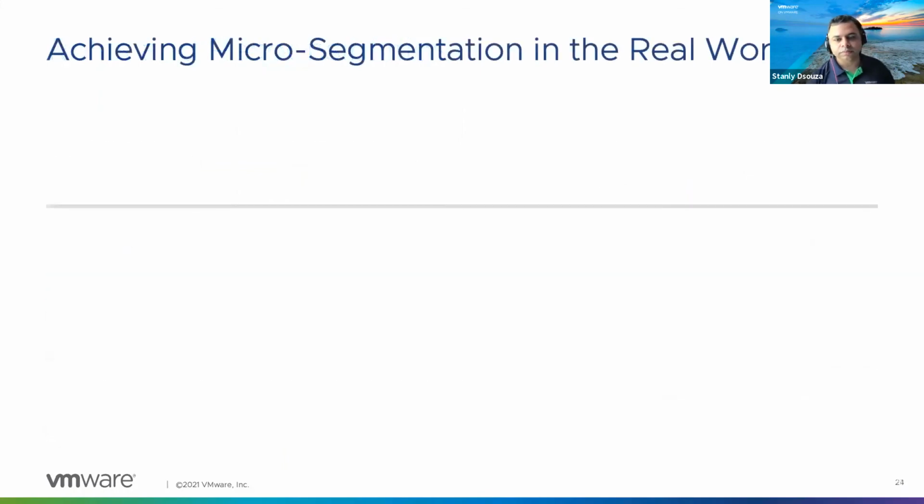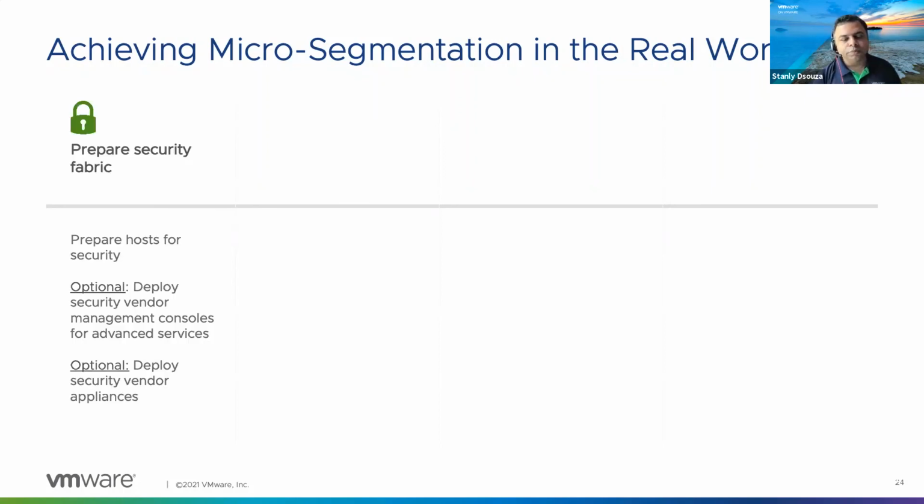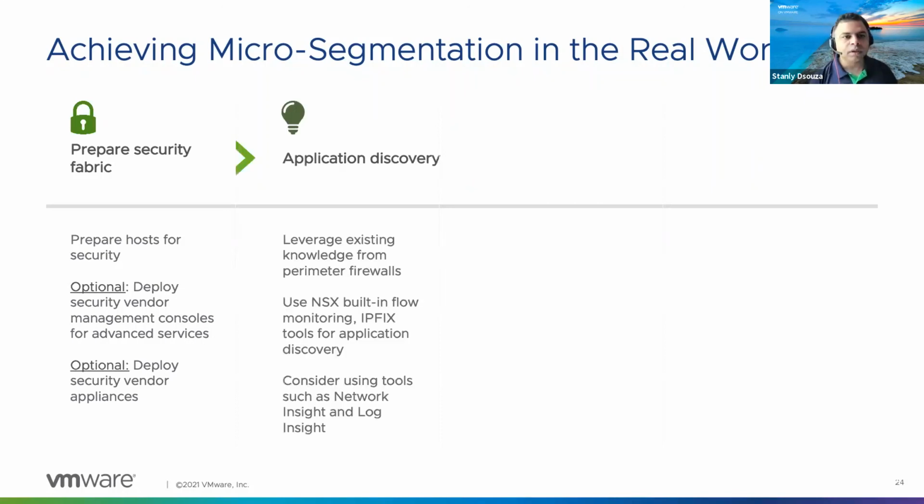Let's look at how we can summarize the complete discussion we have had for the past 40-45 minutes. From our experience implementing micro-segmentation over the years, we can conclude this discussion by understanding how we can achieve micro-segmentation in the real world. To begin with, we need a security fabric where we will be able to prepare the hosts for micro-segmentation. Then we'll go ahead and do the application discovery. This is basically understanding from either our previous knowledge from perimeter firewalls, or we have tools like Log Insight, Network Insight, or NSX Intelligence. We can leverage these applications to discover.